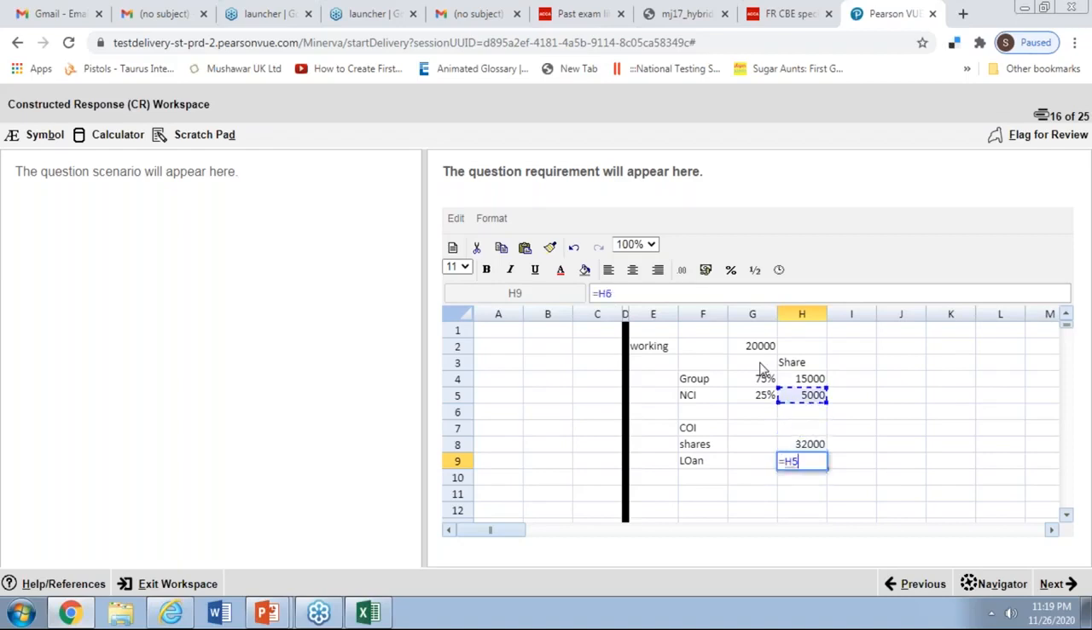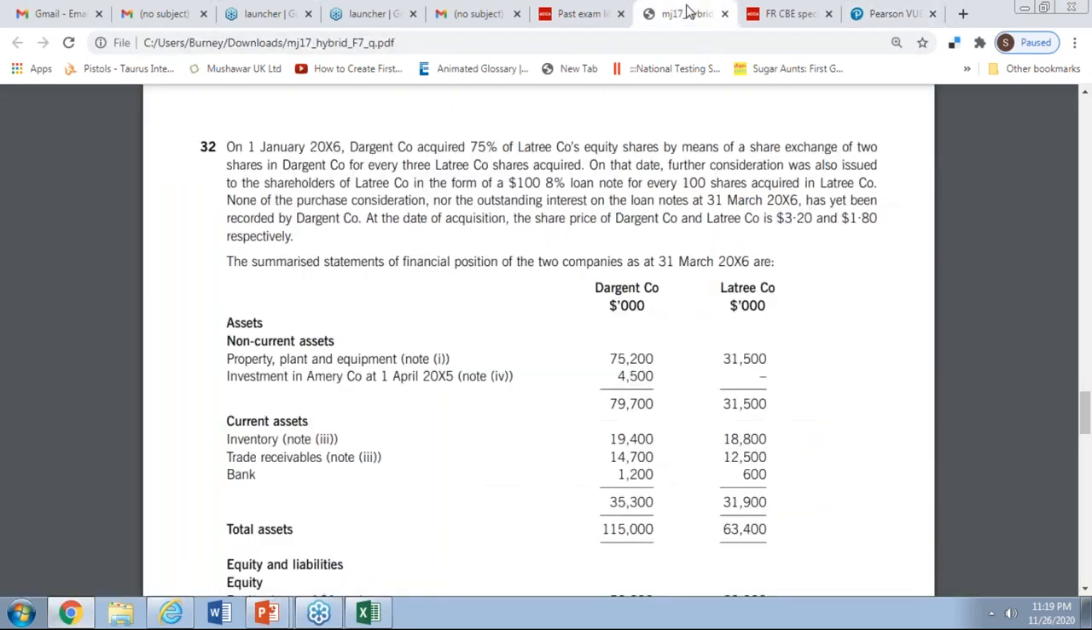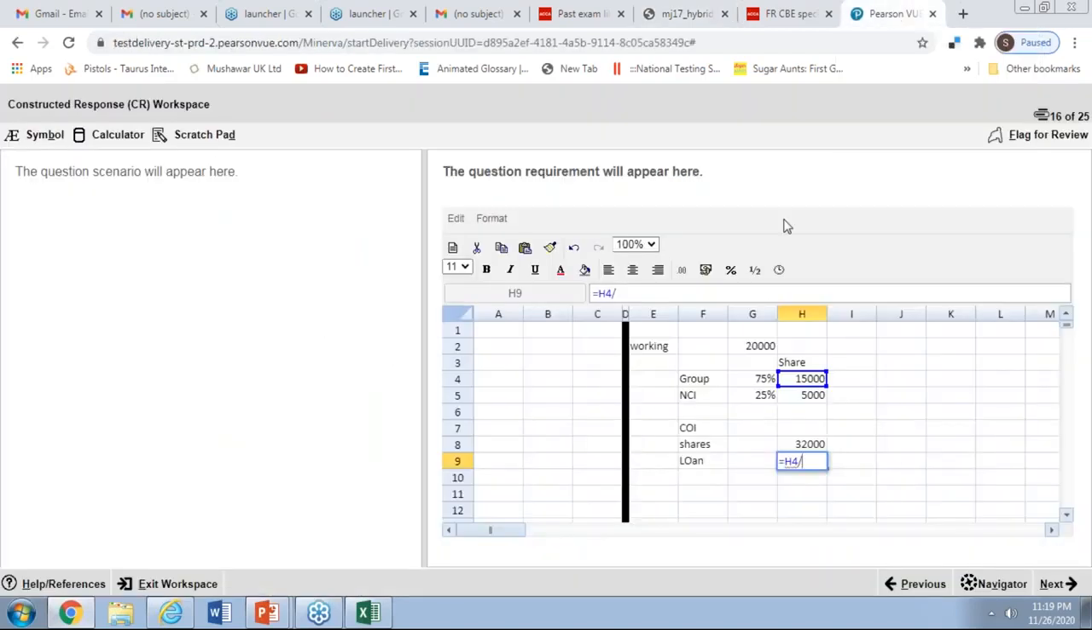And for the loan instrument, for every 100 shares, the company is going to issue a $100 loan note. The amount will be the same actually. So this is the total cost of investment. We add this amount plus this amount. Then we calculate the NCI at acquisition.